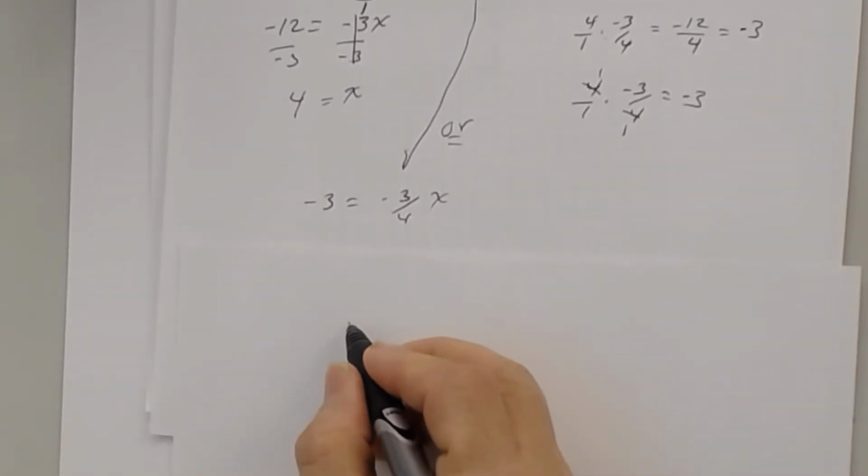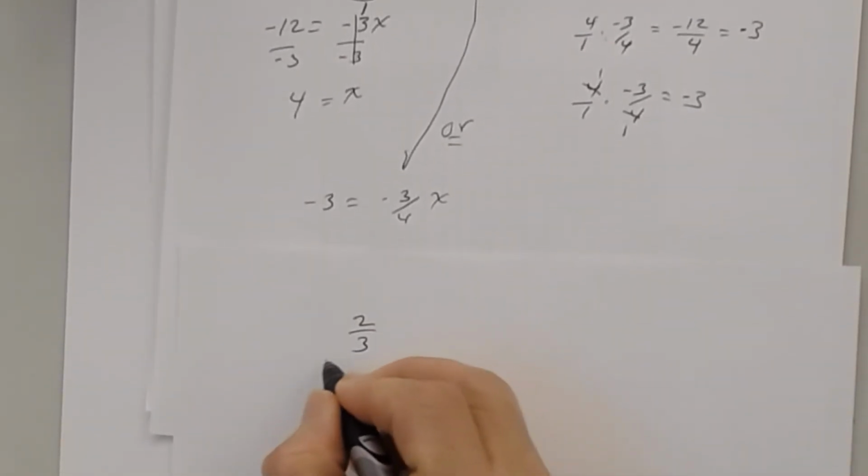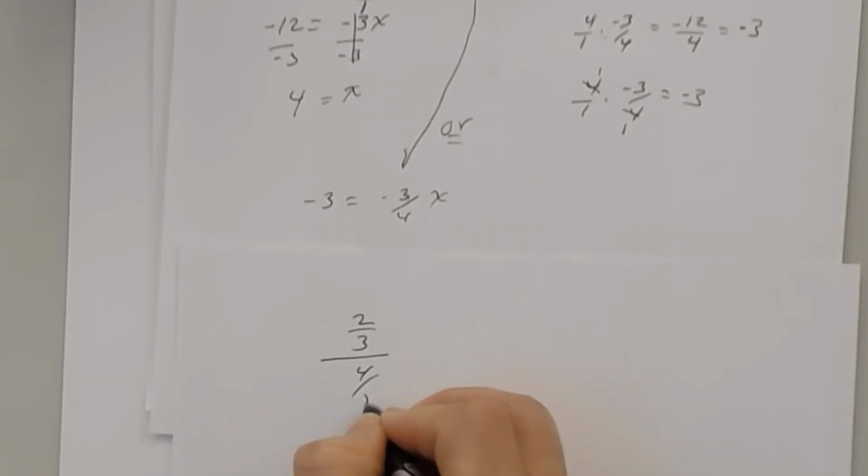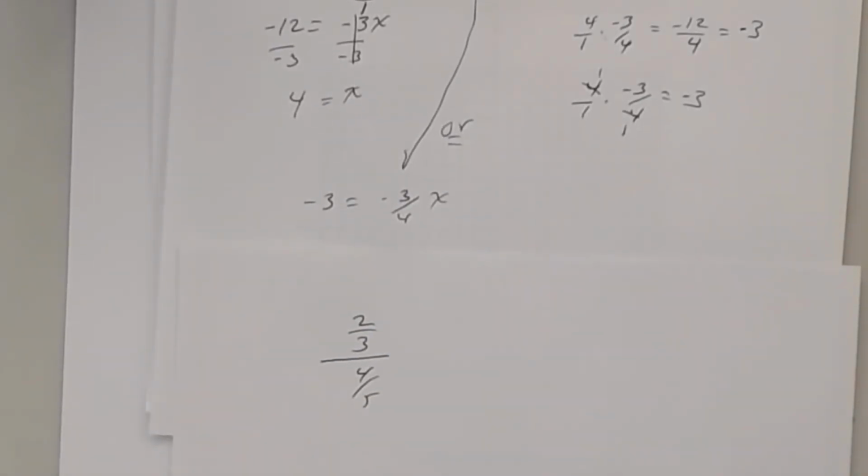If I have 2/3 divided by 4/5, how do you divide those two fractions? What did y'all do in a previous course? It has nothing to do with finding a common denominator. The only time you find a common denominator or the least common denominator is when you add or subtract.